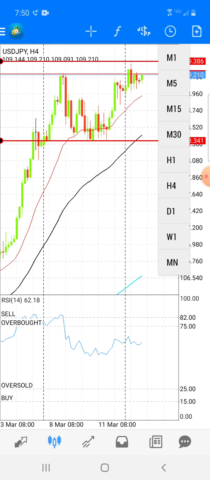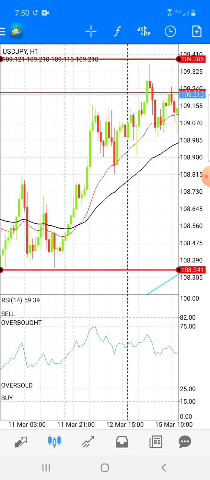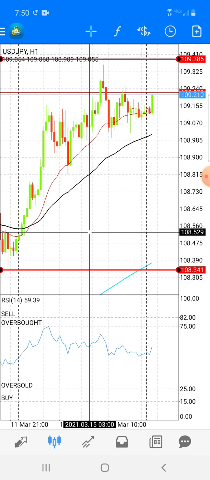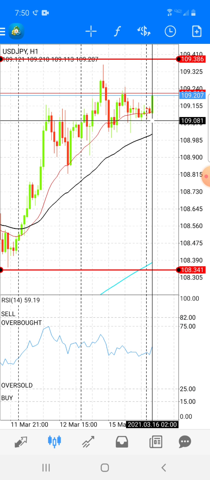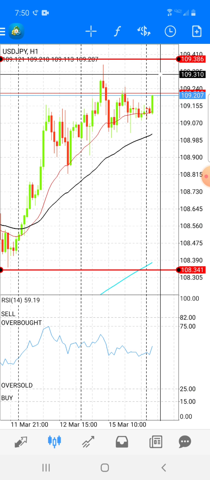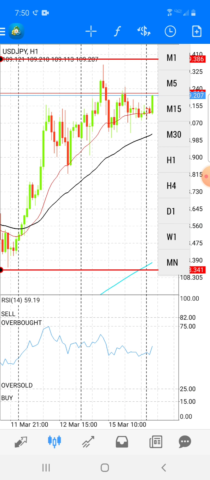Let's go to the H1. So it's still respecting the 20 EMA. Okay, it is still respecting the 20 EMA. So we probably can get in for a buy and ride this up. Okay, so at least I would say probably right here. I would actually take about 80%, so realistically probably about right here. But this overall looks like it's going to continue to go up.